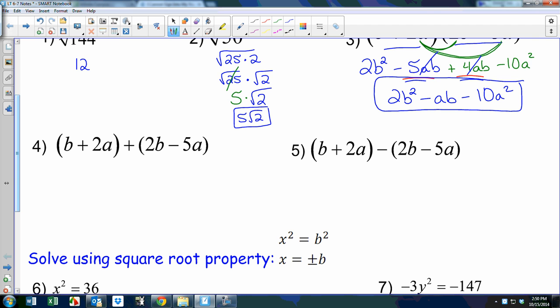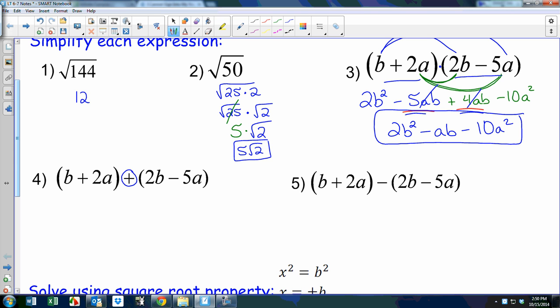Number 4, we'll notice there's a plus sign in between the two parentheses. So while it looks a lot like number 3, it is different. You're adding them. So when you're adding, you just add the like terms. You can ignore the parentheses, and you add the b and the 2b to get 3b, and you add the 2a and the negative 5a to make negative 3a. Final answer.